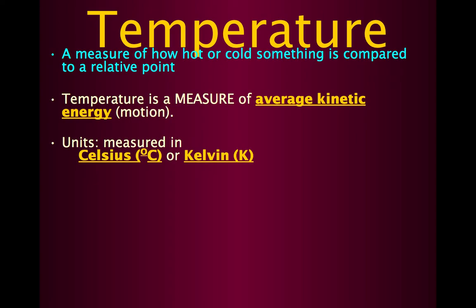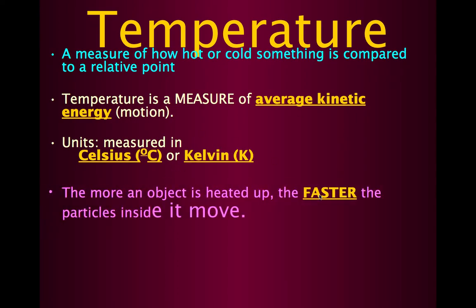We said we're going to use Celsius in this class. There's also Kelvin. In one of the first activities we did, we talked about how we converted from Celsius to Kelvin with the negative 273. And we talked about how nothing can ever reach absolute zero, 0 degrees Kelvin. The more an object is heated up, the faster the particles inside of it move. If you remember, when it was a solid, the particles were very, very slow. As you heated them up to a gas, they started to move around. So the hotter they are, the faster they move.